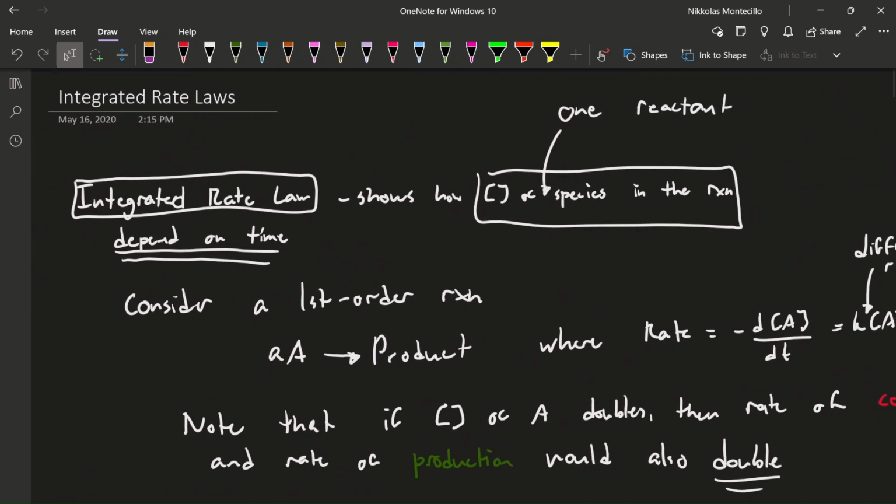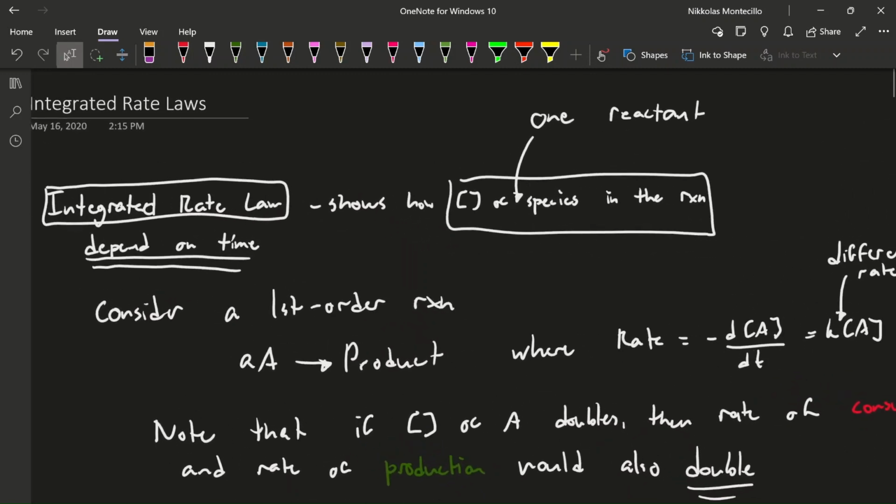In this video, we're going to be continuing the discussion of rate laws. In the previous video, we had covered differential rate laws. Now we're going to be looking at another form of rate laws, which are integrated rate laws, which show how the concentration of a particular reactant in the reaction depends on time, since time here is typically considered to be the independent variable.